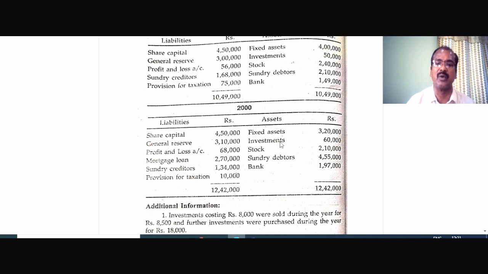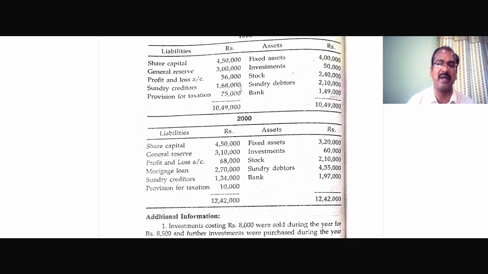Now the second one, you are given the balance sheet for the current year. Here in the problem it is 2000. Share capital is given. There is no change in the share capital comparing that of the previous year. General reserve, you find 10,000 rupees increase in general reserve, which would be a non-fund, non-operating item debited in the adjusted P&L account. P&L account closing balance is given.